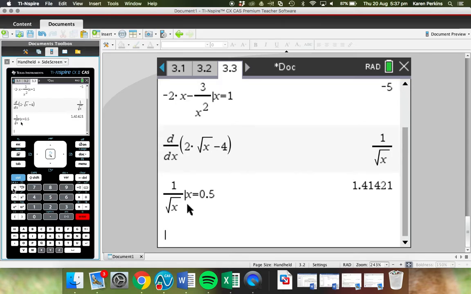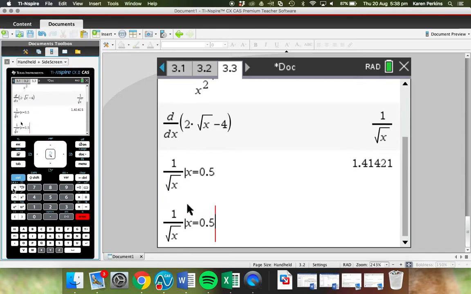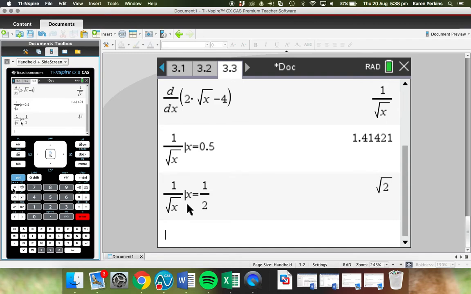My settings are there, so it gives a decimal value, but really we want it as an exact answer, so I shouldn't actually do that. So I'm going to make this 1 on 2. And then it gives that square root 2, which is what we got. Similarly for the next one, but I won't show you that one.